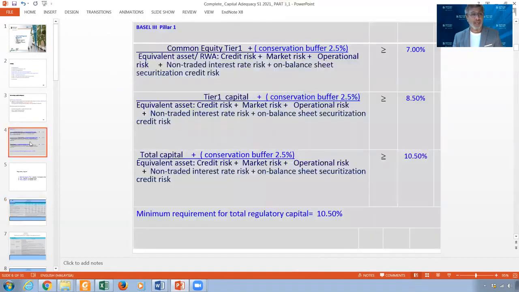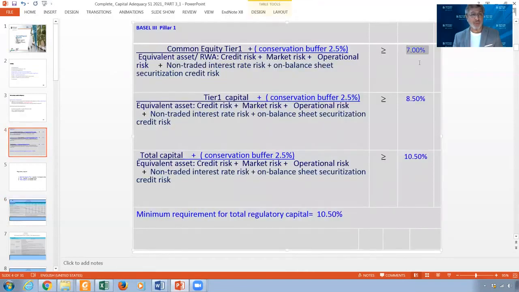As you can see here, when we talk about this, we are talking about things coming after 2016, which is the current one. So according to this table, yes, we should have at least 7%, at least 8.5%, and at least 10.5% for the total capital.